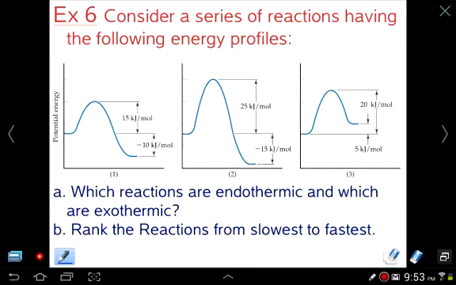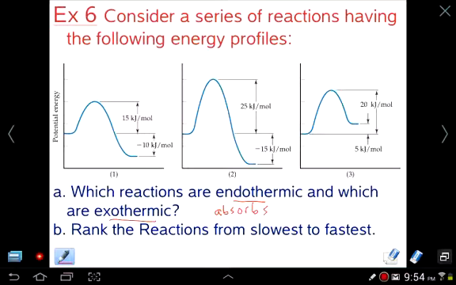Okay, so why don't we do a little example with 3 of these activation energy, or coordinate, diagrams. Here it says, consider these 3 energy profiles. Which reactions are endothermic and which are exothermic, and then rank the reactions from slowest to fastest. If you recall, endothermic means there is an absorption of energy. The system absorbs energy, and exothermic means the system releases energy.